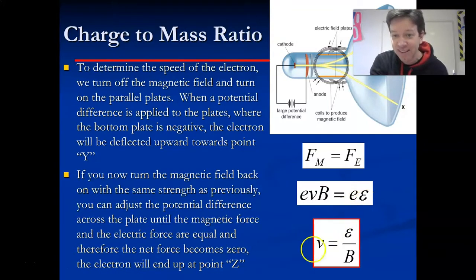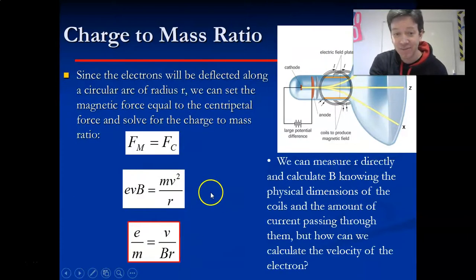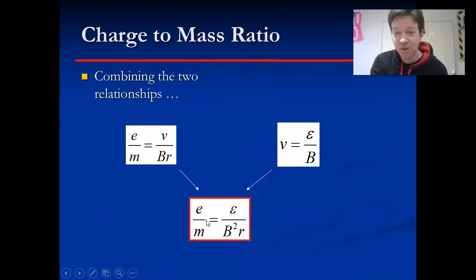Now we're going to rearrange this and solve for the velocity. Notice that the charge just cancels. Now taking this velocity and this charge to mass ratio previously, we can put those two equations together to get this charge to mass ratio, which is the electric field over the magnetic field squared times by, what's that R? It's the curvature that the path took when it was under the magnetic field, the radius of curvature.